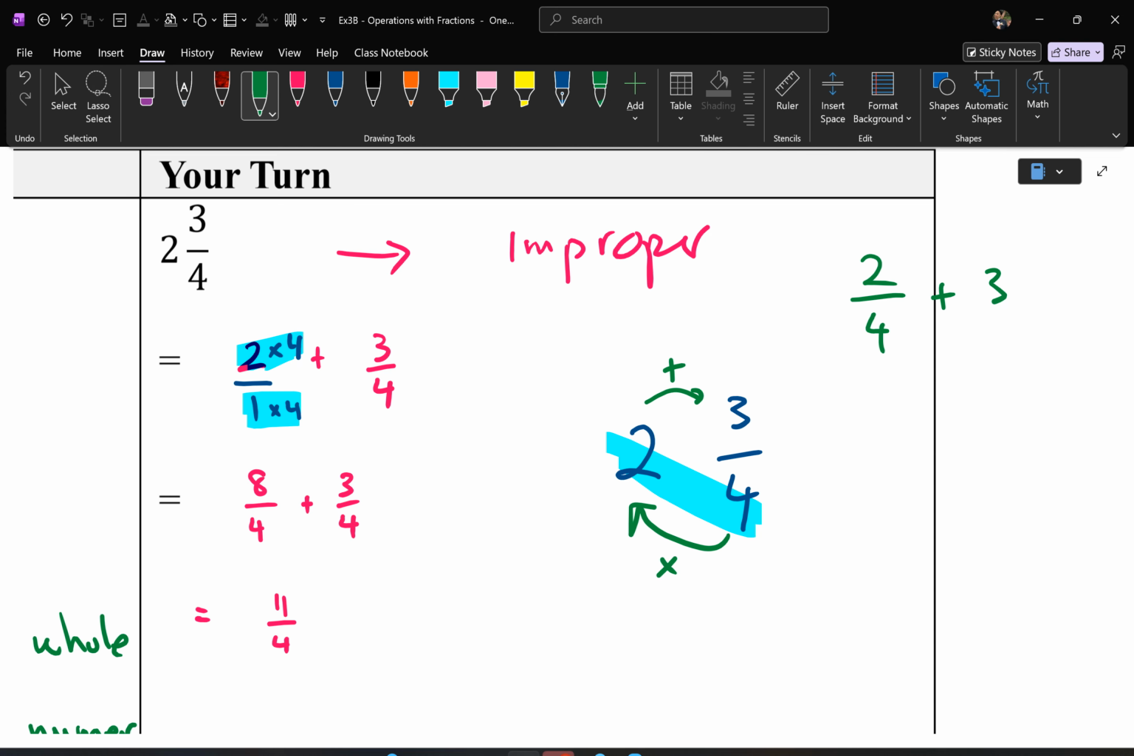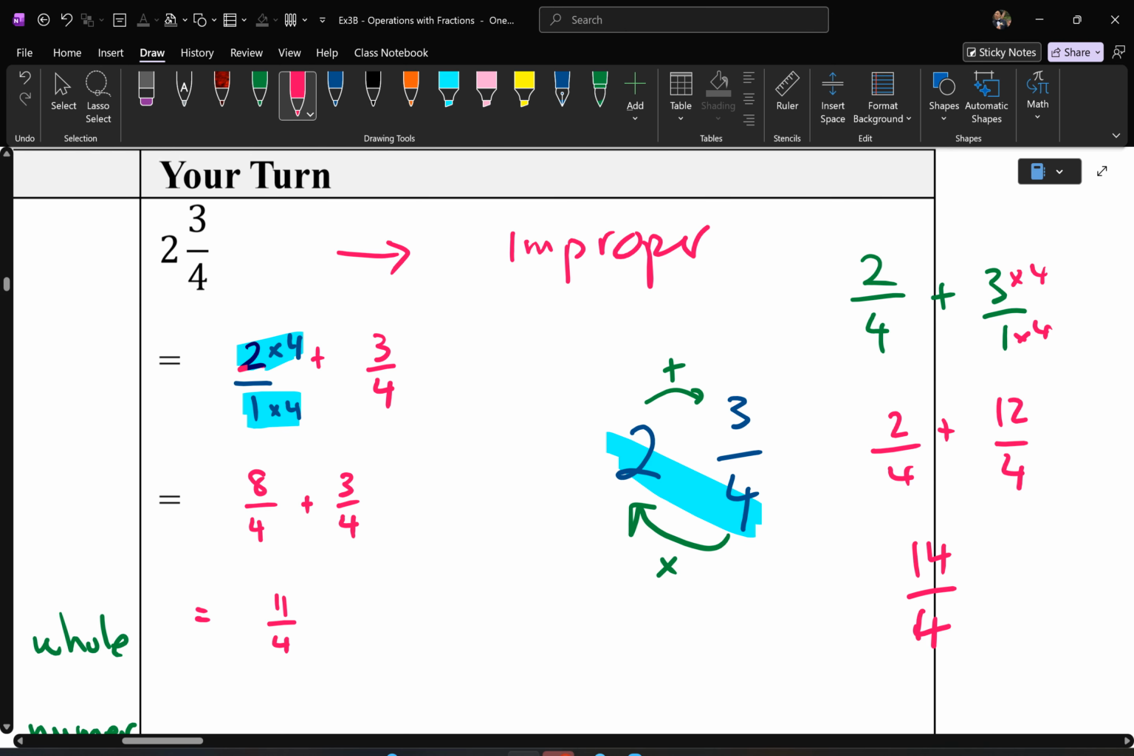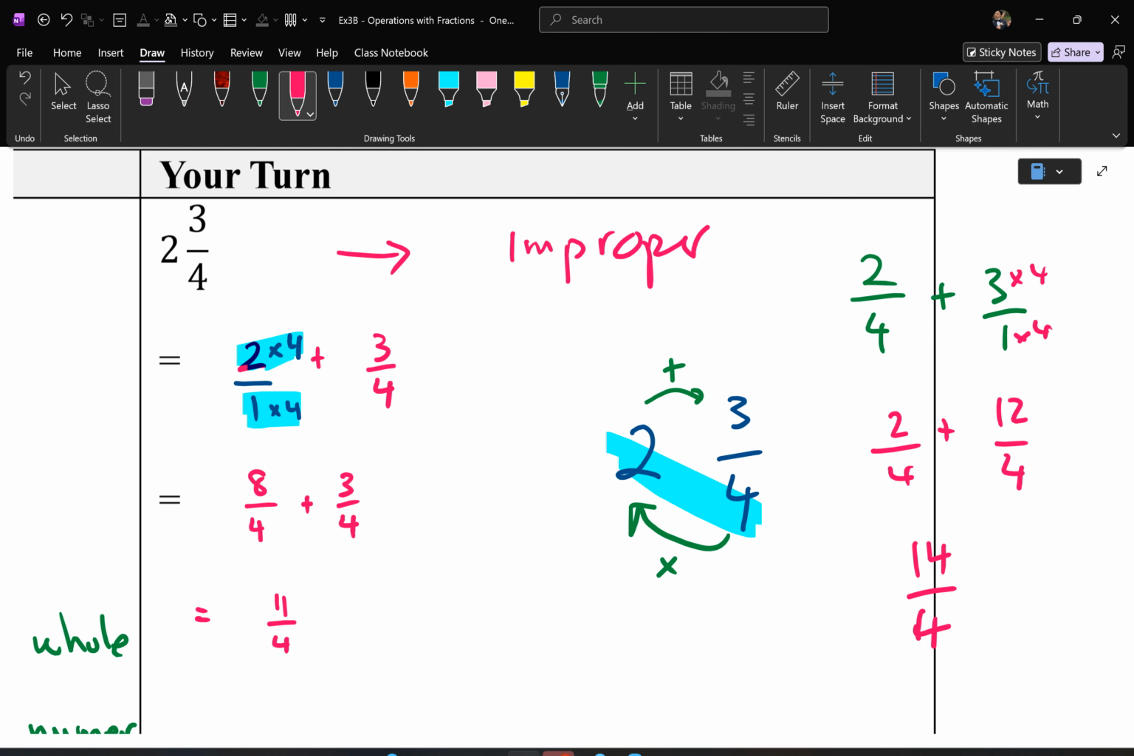2 quarters, so that's a 4. But 3 as a fraction, 3 wholes is the same thing as saying 3 over 1. So you have to do the same thing. How do you change the 1 to a 4? Yeah. Times it by 4, times the top by 4. So you get 12. And then now they're the same type of fraction. 2 plus 12, you got 14 of these quarters. Yeah. So if the numbers were different, that's what you would do.